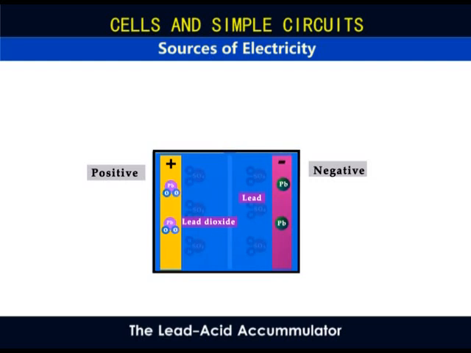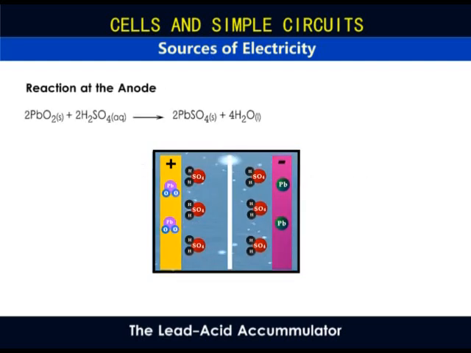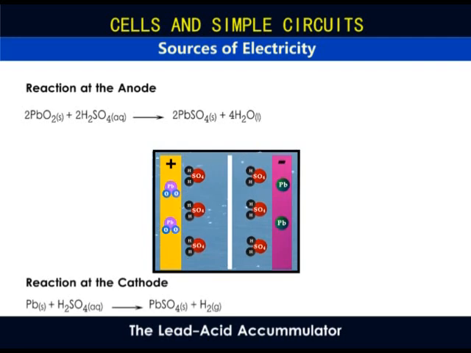At the positive plate, sulfate ions react with lead to form lead II sulfate, while the hydrogen ions react with the oxygen in the lead IV oxide to form water. At the cathode, lead reacts with sulfuric acid to form lead II sulfate and hydrogen gas.